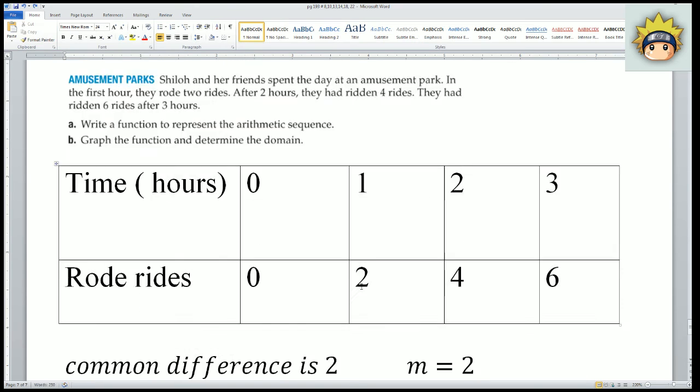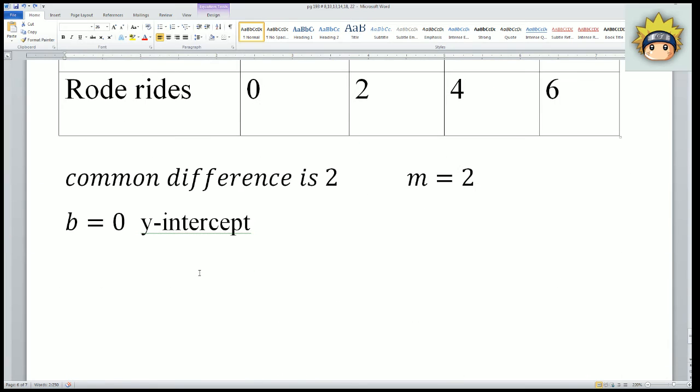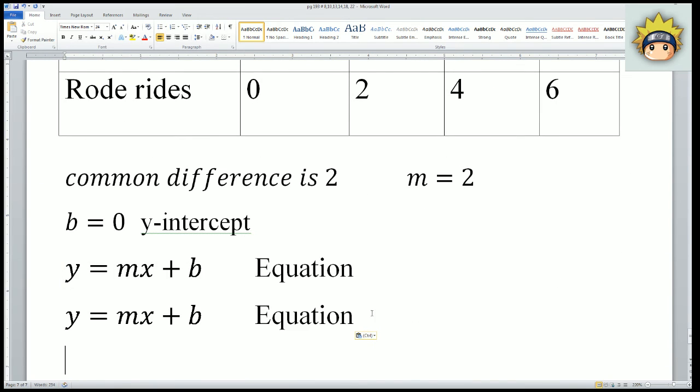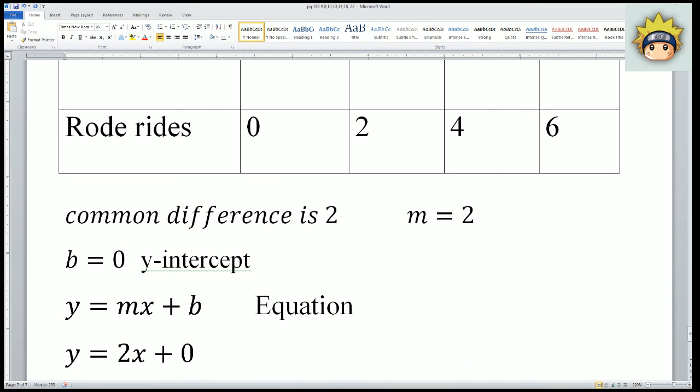What is your equation? Let me just grab that equation from the last one. Here's my equation. Let me make the substitution. m is 2, b is 0. That would be my equation. Good. Next, they asked me to graph it and determine the domain.